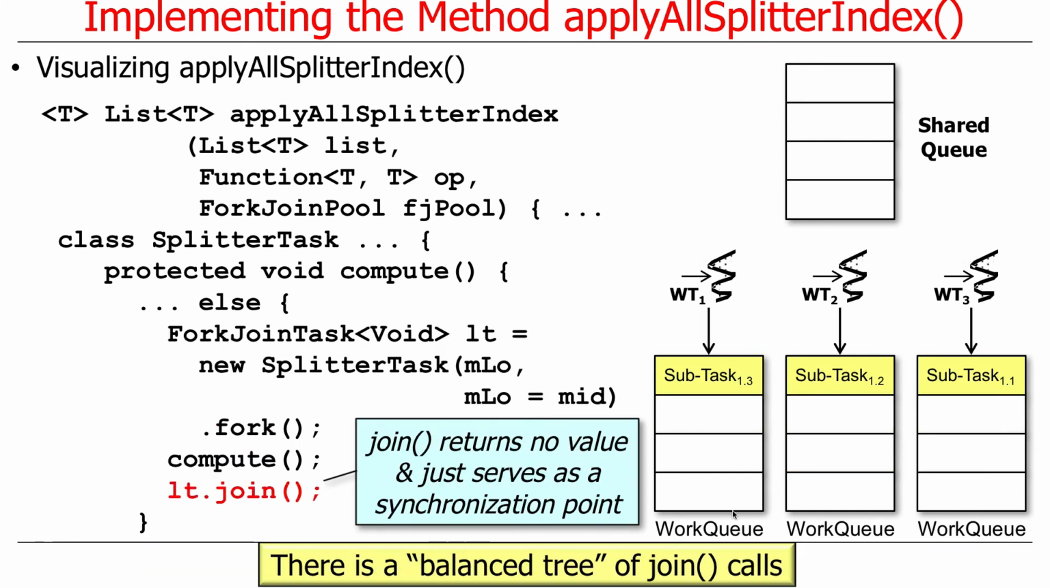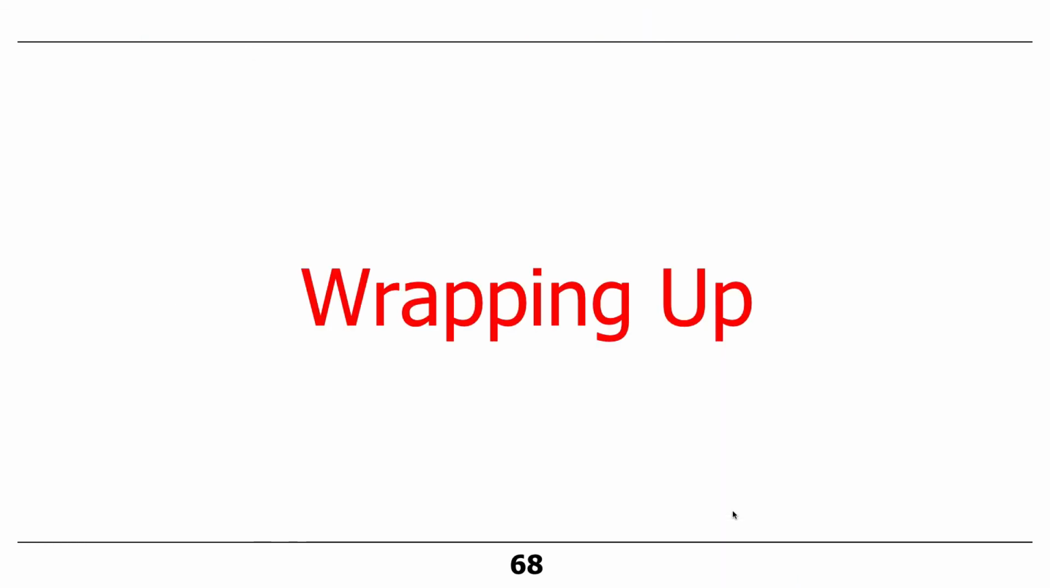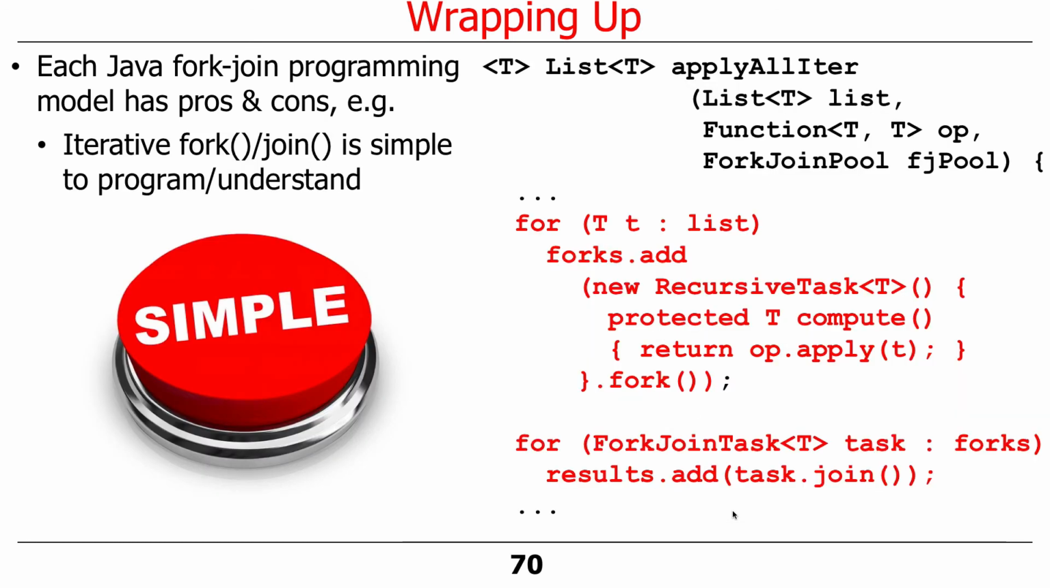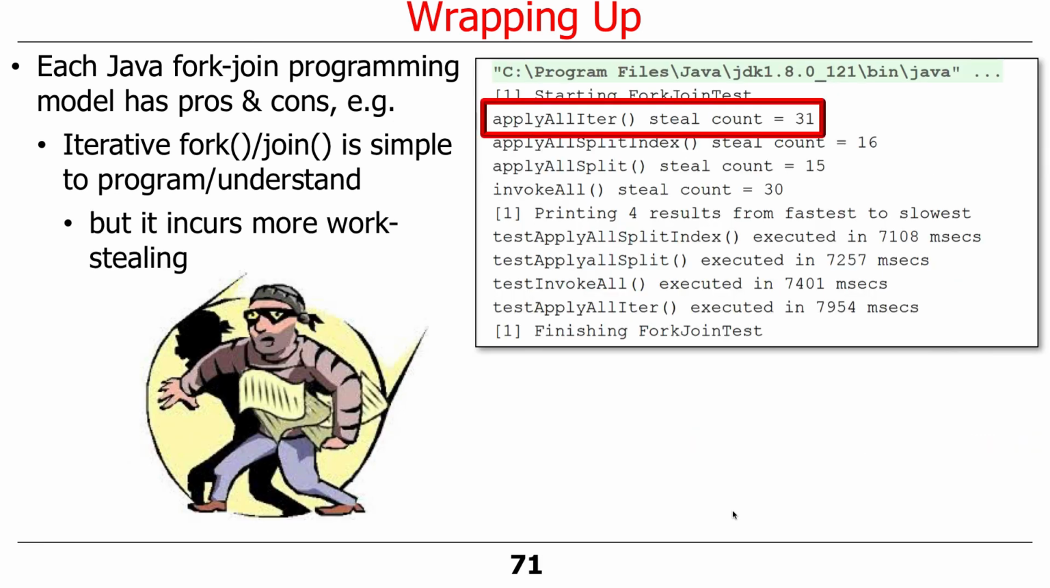Okay, so those are the three different versions. Let's summarize all these things and compare and contrast them. So there are pros and cons with each of the programming approaches we just saw. The iterative model that we did is very simple, right? You just got two loops. You fork, fork, fork, fork, fork, and then you join, join, join, join, join. And this, of course, relies on work stealing under the hood to make everything work. So it's very simple, but it has more work stealing.